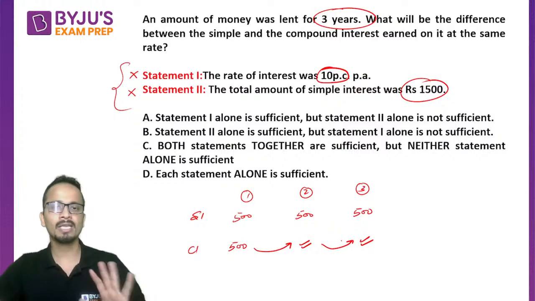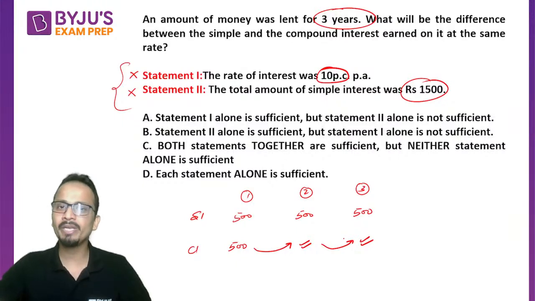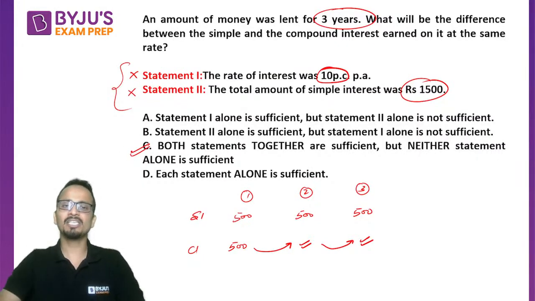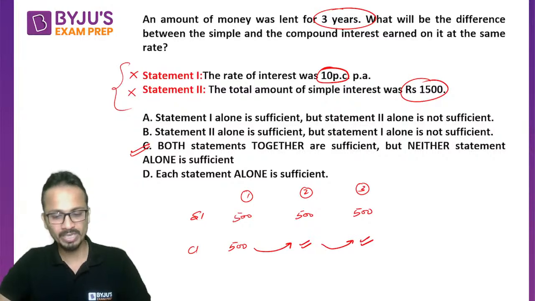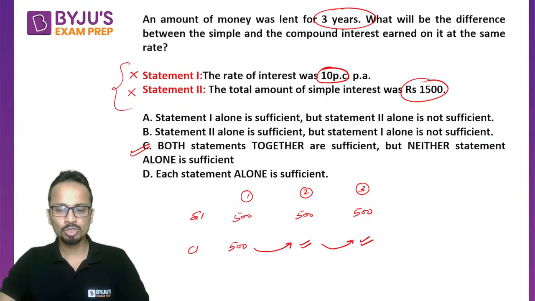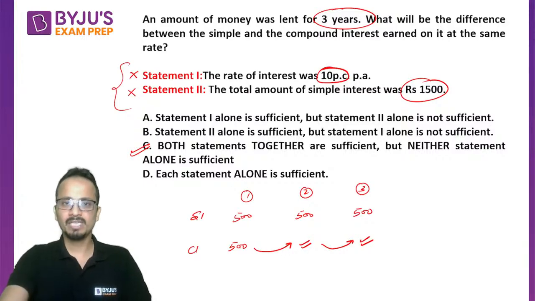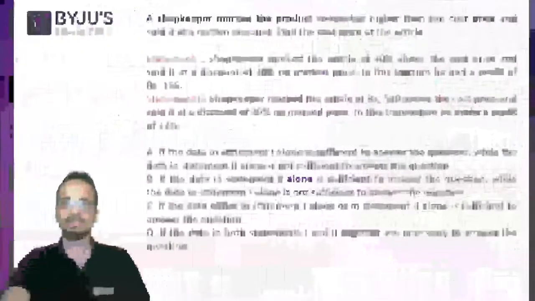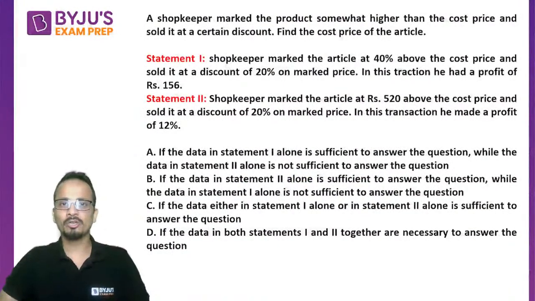Yes, the question can be done by a combination of these two statements. So both the statements together are sufficient, but neither statement alone is sufficient. So yes, the correct answer is option C, given by almost all of you. Lovely, great. All right. Next question on your screen, based on profit and loss.